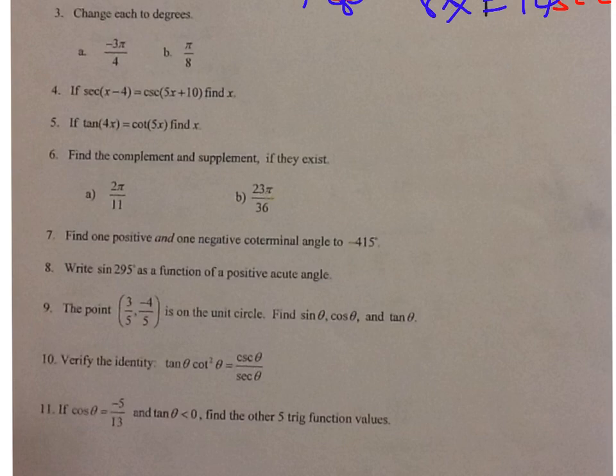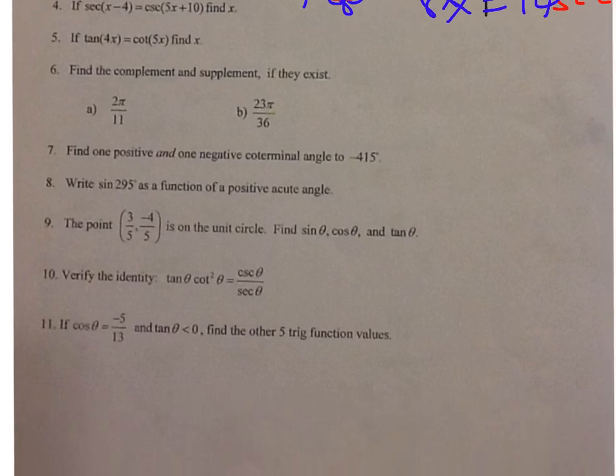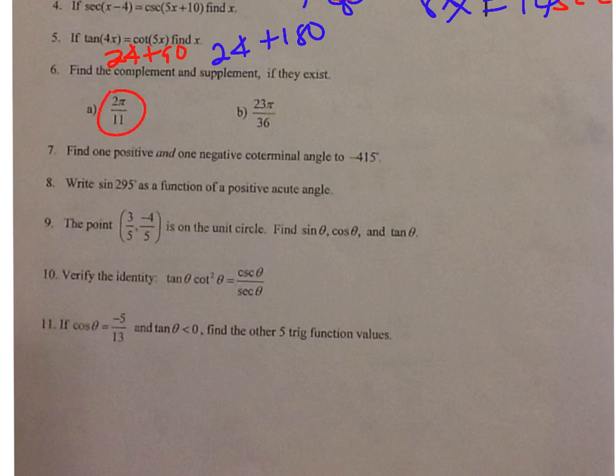Okay, so let's take a look at 7. 7 says, find one positive and one negative coterminal angle to negative 415 degrees. Now remember, coterminal means they have to, oh sorry, I skipped number 6. Number 6 says, find the complement and supplement if they exist. So remember, complement is two angles that add to 90. And a supplement is two angles that add to 180. Now remember, those angles have to be positive. So to find the complement of this angle, 2 pi over 11, and we want to stay in radians, so the complement.